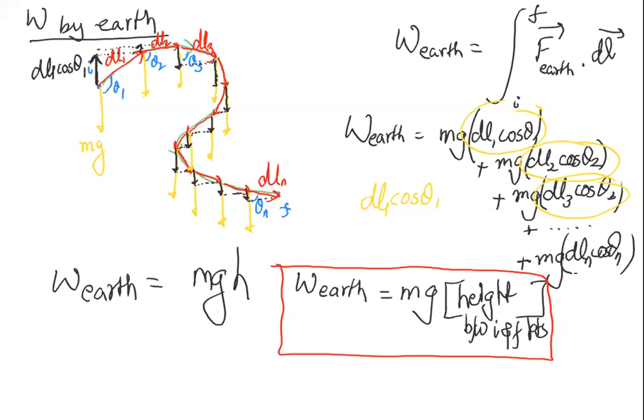So work done by the Earth is plus minus mgh. Why minus? Can anybody guess? When will I use minus?